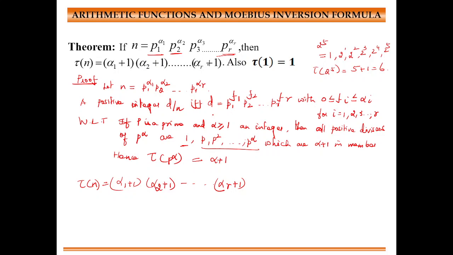Also, tau of 1 is equal to 1. It is clear that if n is equal to 1, the number of positive divisors of 1 is 1. Hence, we have proved this result.